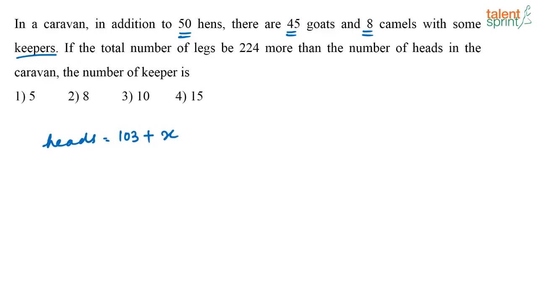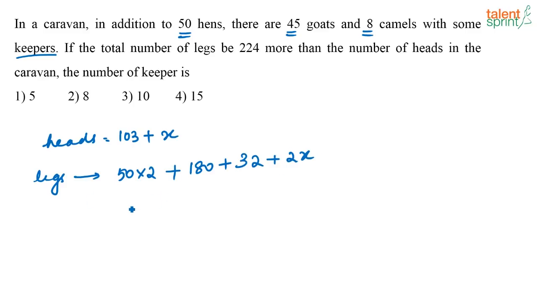Now what are they saying? The total number of legs is 224 more than the number of heads in the caravan. So how many legs will there be? You have 50 hens, so 50 into 2, that is 100 legs. Now the 45 goats and 8 camels each have 4 legs, so goats give 45 into 4, which is 180 legs, and camels give 8 into 4, which is 32 legs. And you have X keepers, so their legs are 2x.